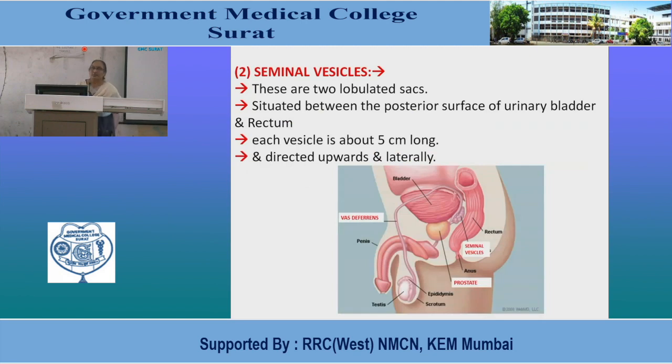Now, the second male reproductive organ is the seminal vesicle. These are two lobulated sacs, which you can see here, situated behind the posterior surface of the urinary bladder, between the bladder and the rectum. Each vesicle is about 5 cm long and directed upward and laterally.